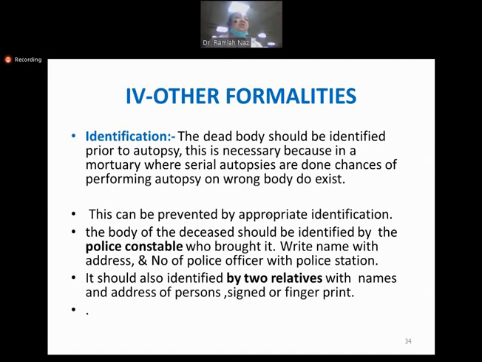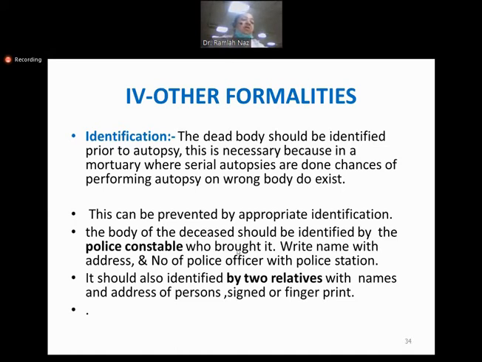Now the other formalities, the most important one, is the identification. To establish the identification is very important, because sometimes you have multiple bodies loaded up in the mortuary, so the bodies may get mixed up and you perform the autopsy on the wrong person, the wrong deceased. So it's very important to make the identification first, because sometimes the tag gets misplaced when you put the body, or something like that happens, misfortunes happen. So for that you have to establish your identification first.